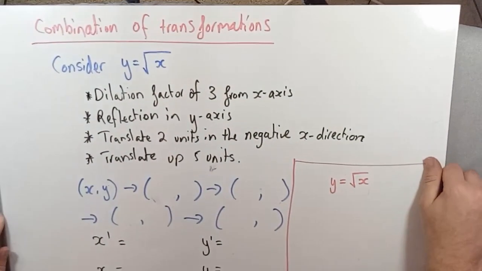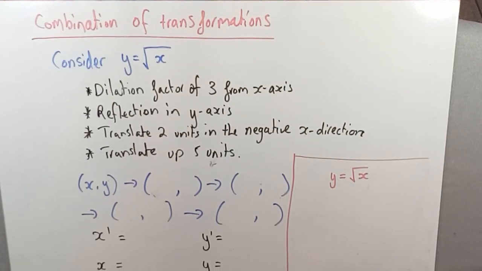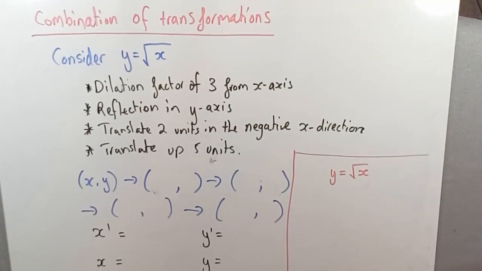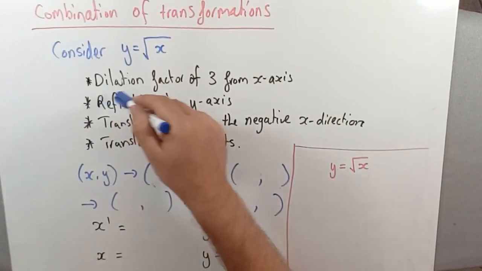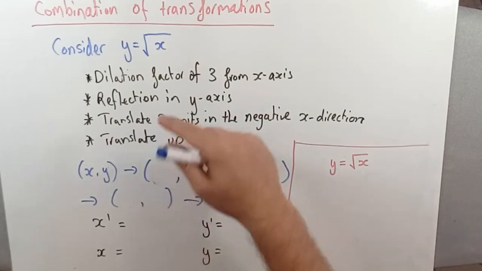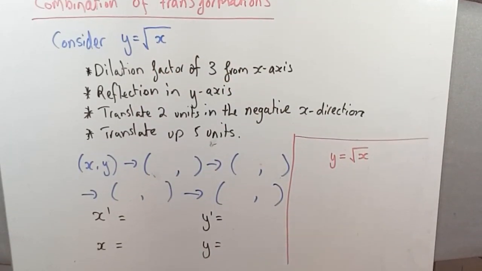All right, let's have a look at combination of transformations. Okay, so here we're getting to the nuts and bolts of things. What happens when we've got all these things? Now the order really matters here. Whatever order they're listed, that's the order I have to apply the transformations.